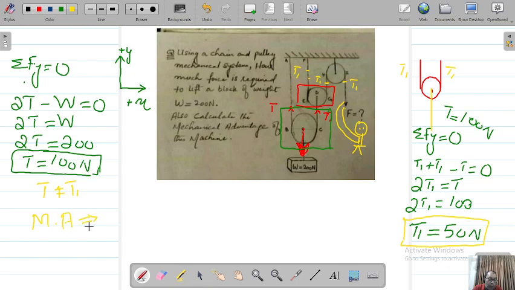Mechanical advantage is going to be 200 divided by 50. So it comes out to be equal to 4:1. This is the mechanical advantage of this system.